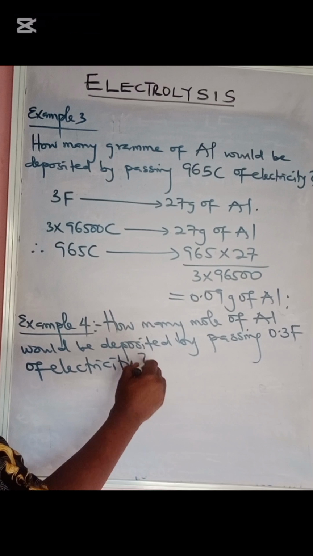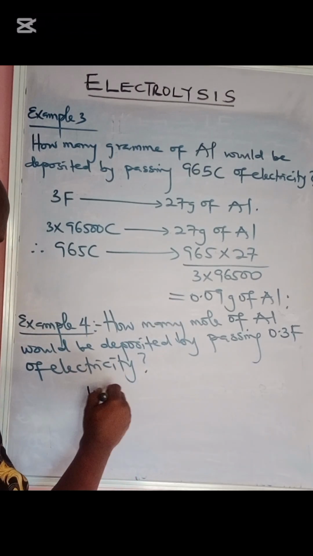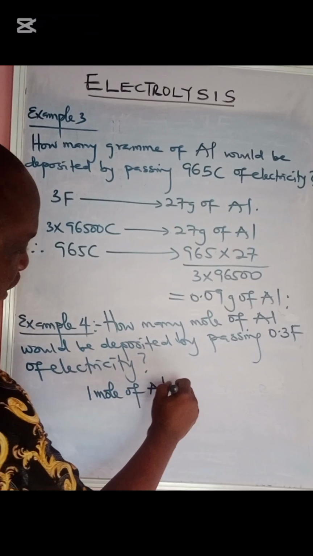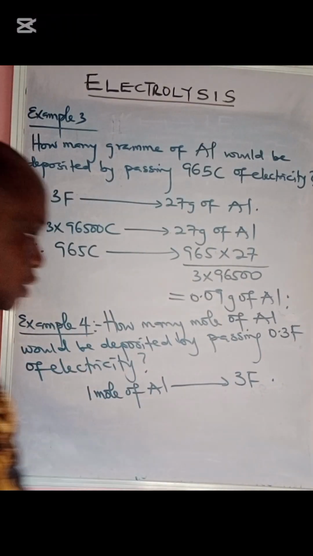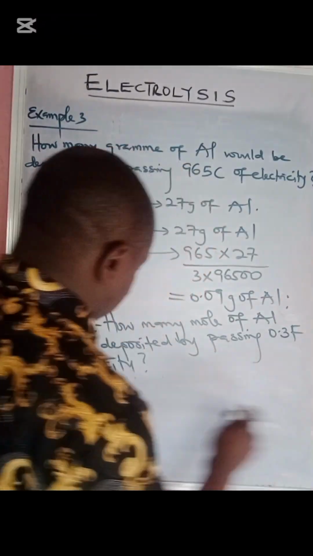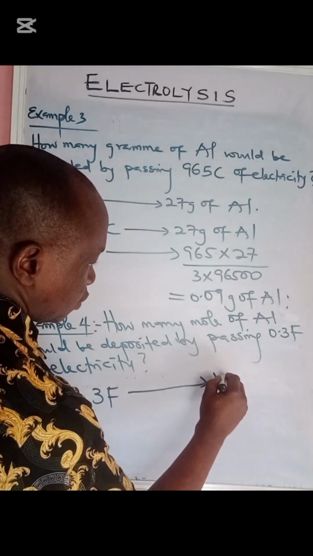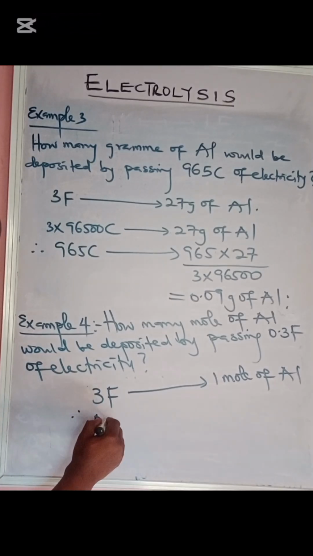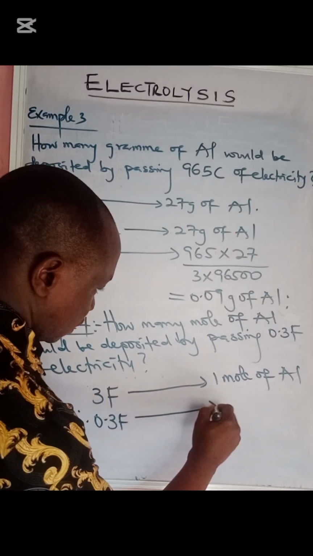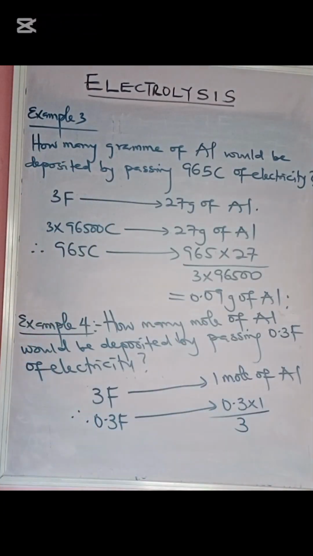So we say how many mole? 1 mole of aluminium will require 3 Faraday, because it's a trivalent element, 3 Faraday. I can say 3 Faraday is required to deposit 1 mole of aluminium. Therefore, for 0.3 Faraday, let's see the number of mole: 0.3 times 1 divided by 3. So the answer is 0.1 mole of aluminium deposited.